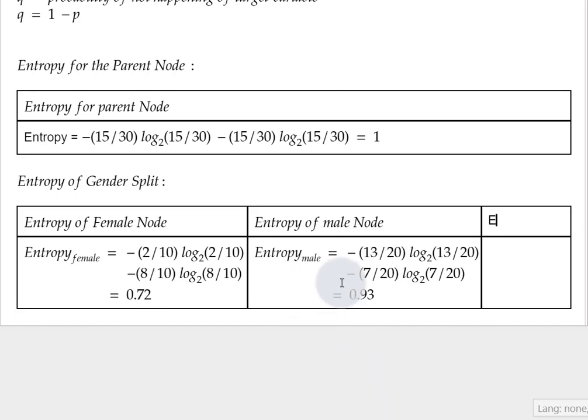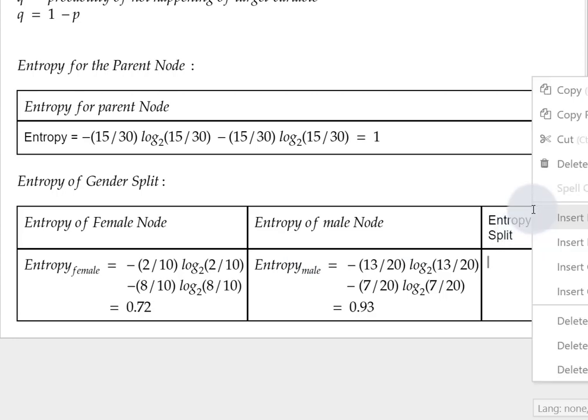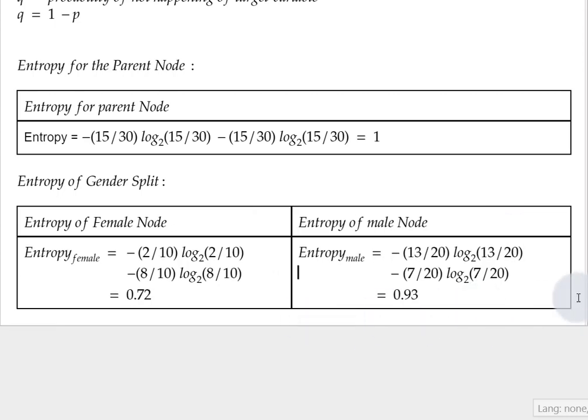So, entropy of split. To calculate the entropy of the split, we need to just calculate the weighted average of the entropy value of the female node and the entropy value of the male node over here. For that, I'll do it over here so that it will be easier to understand.